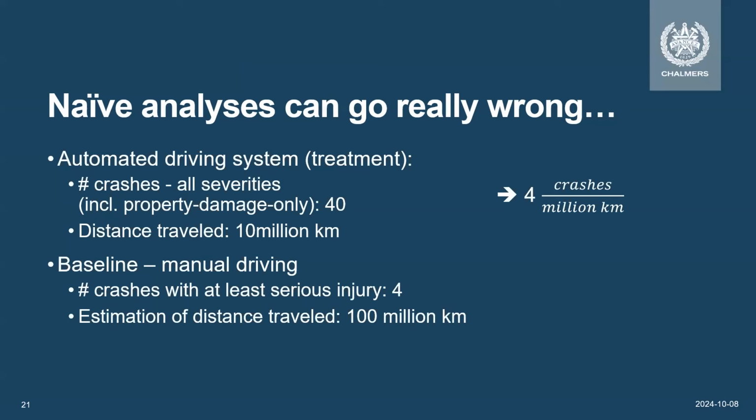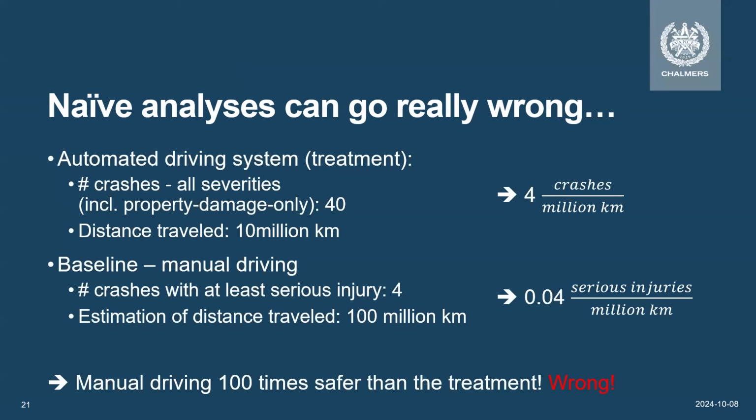Then we have baseline, manual driving, and there we have 4 serious injuries. And we have 100 million kilometers driven. This means that we have 0.04 serious injuries per million kilometers. But that's 100 times worse. The treatment is 100 times worse than the baseline, right?